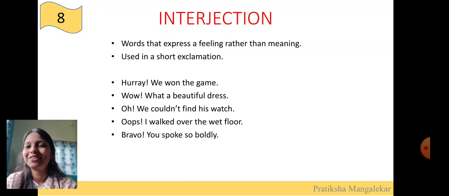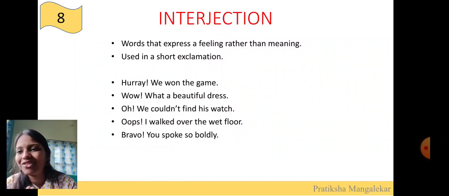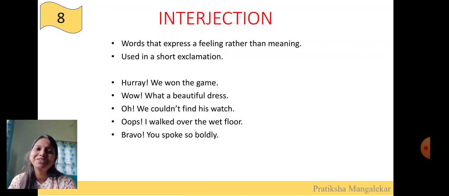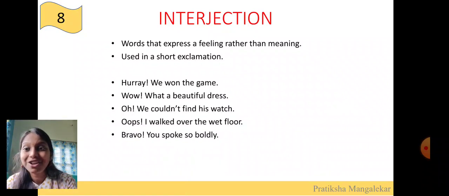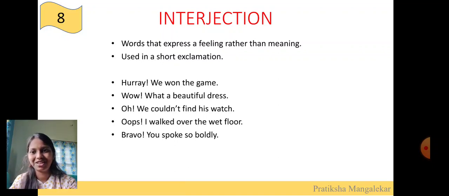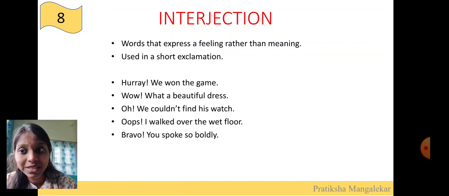The eighth and the final part of speech is the interjection. Interjections are words that express a feeling rather than meaning. These words don't really have any meaning. These are short exclamations. They show sudden emotions. For example, hooray, we won the game. The word hooray itself has no meaning as such. However, when you use it in a sentence, the feeling is conveyed, the feeling of joy, sudden joy. Wow, what a beautiful dress.